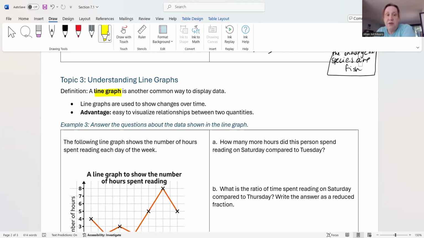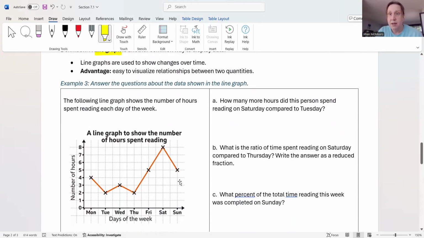Now, a big advantage is it's easy to visualize the relationship. For example, let's use weight loss over time. If somebody's on a weight loss journey and they start tracking their weight over time, you can get a really nice visual of how the weight changes week to week or month to month. If you're looking at average high temperatures in a city throughout the year, you can see a nice relationship day by day as the year progresses. So it's a nice visual, easy to use.